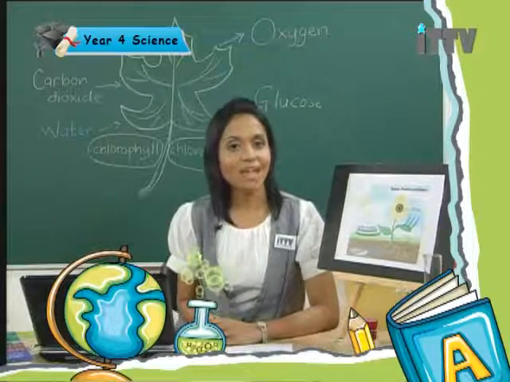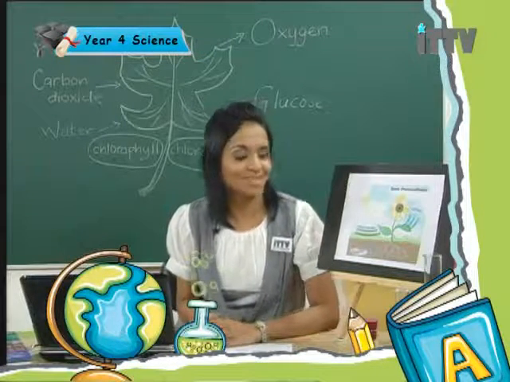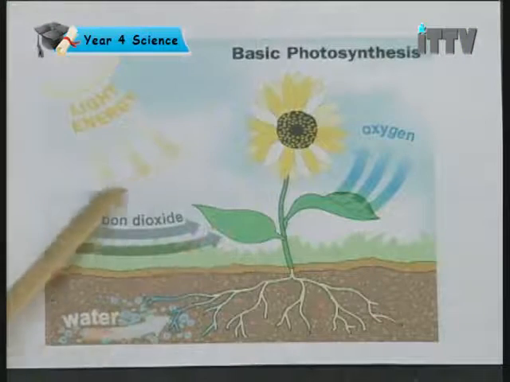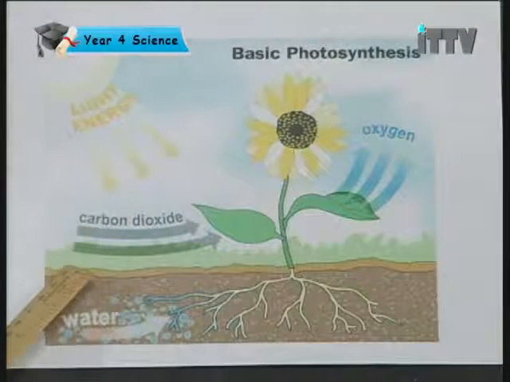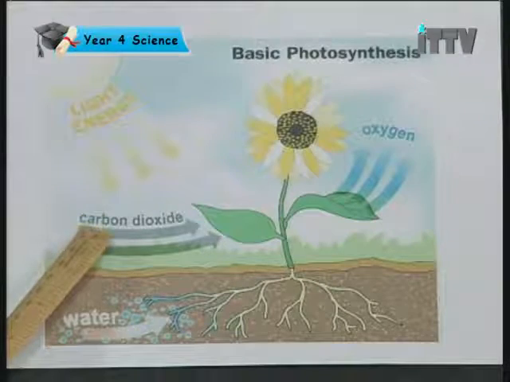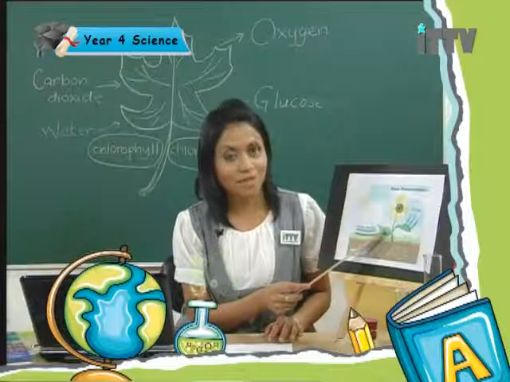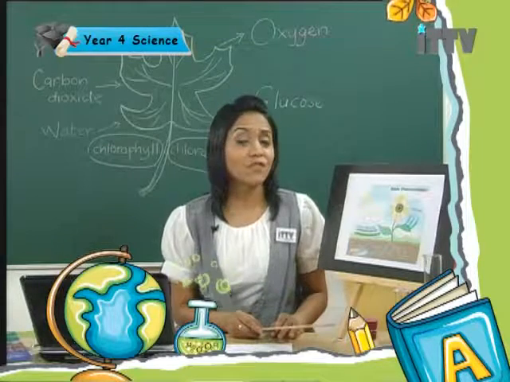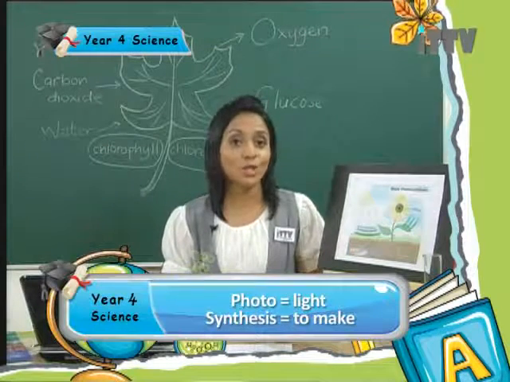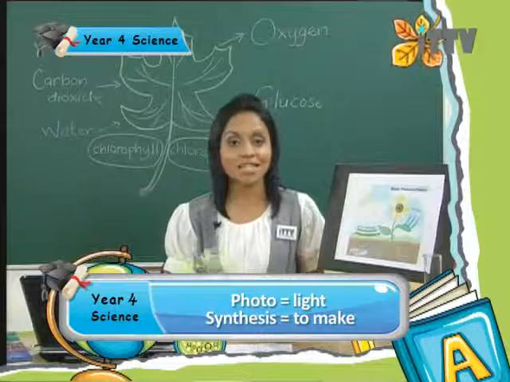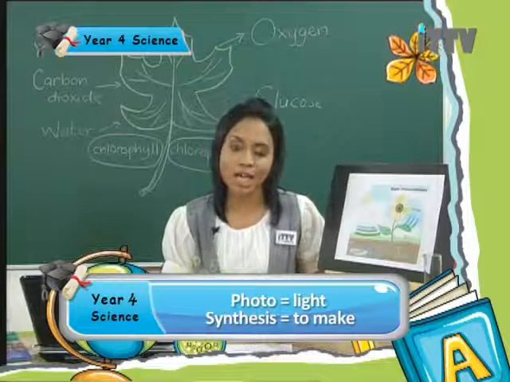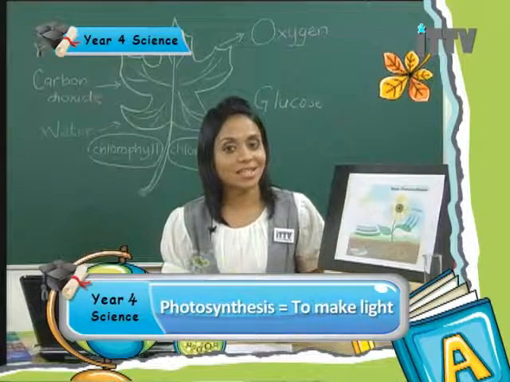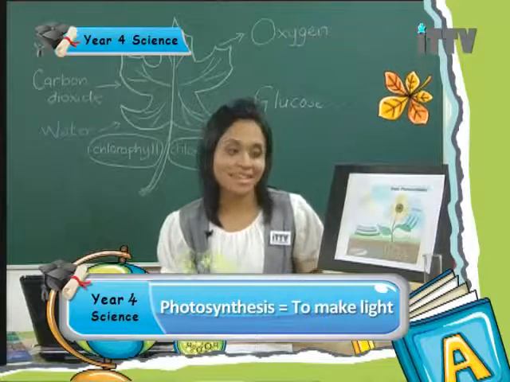Now, we shall have a look at a picture which explains to us better what these gases do for the plant. This is the carbon dioxide. It is used by the plant for the process of photosynthesis. Now, what is photosynthesis? Photo means light. Synthesis means to make. So, photosynthesis means to make light.